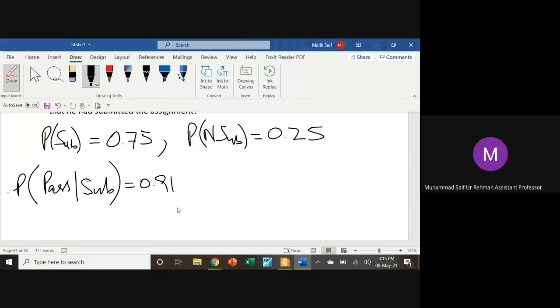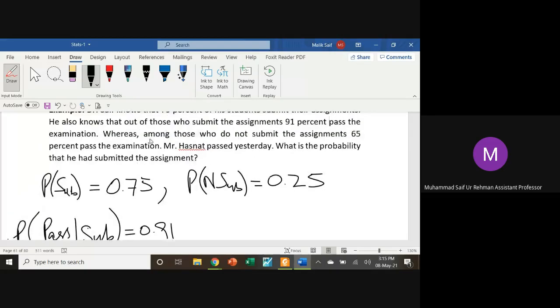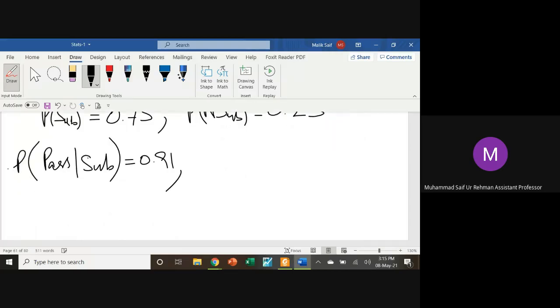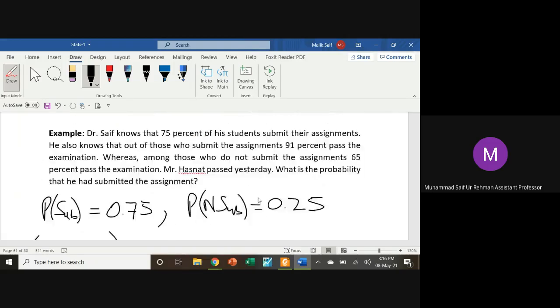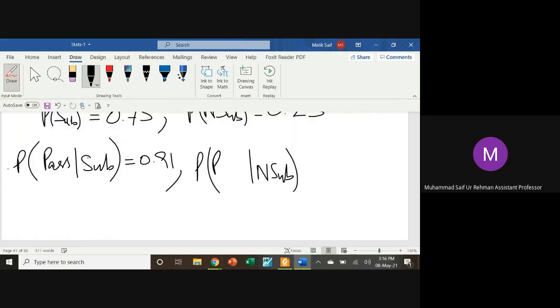And then move onward. Whereas among those who do not submit the assignment, now you will write down probability of not submit the assignment. Out of this, 65% pass the examination. Pass, and 65% means 0.65. Right. So this is what you have in the question.